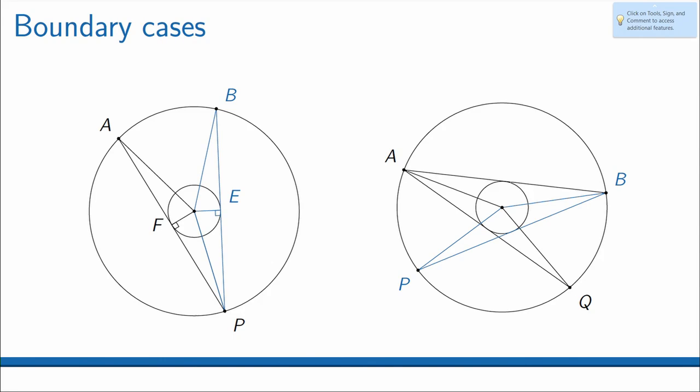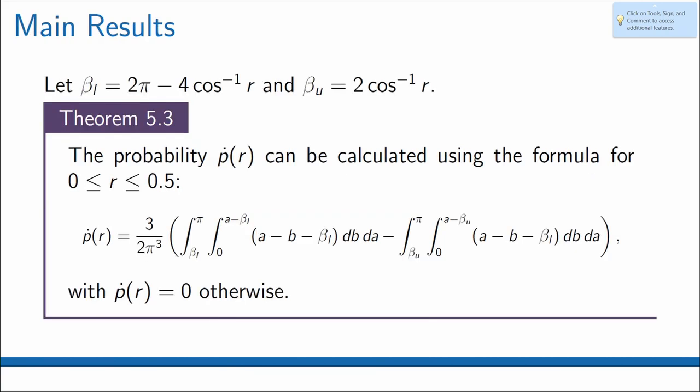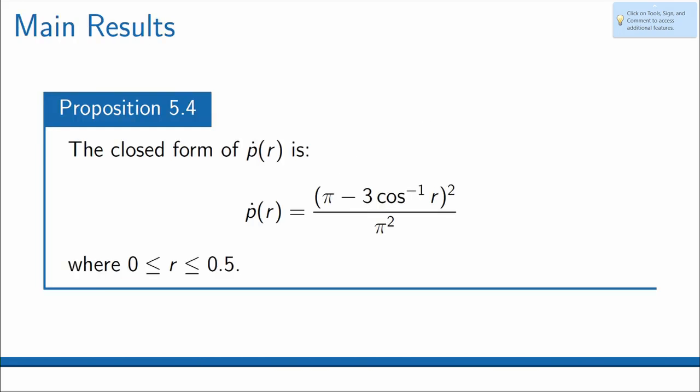In the left figure, when A and B are closer, then there is no triangle ABC that contains the circle. While in the right figure, when A and B are wider, then there is also no triangle that contains the circle. And we get this bound, which has a lower bound and an upper bound. And we'll also get this integral form by referring to the graph. Notice that the region that we are integrating is actually a trapezium, which is intuitively easier to integrate. And we get this closed form of PR.